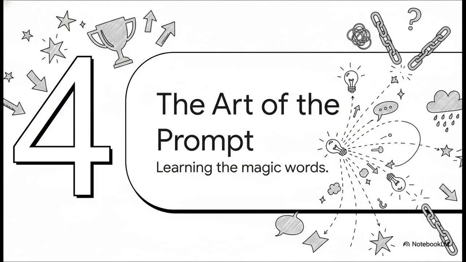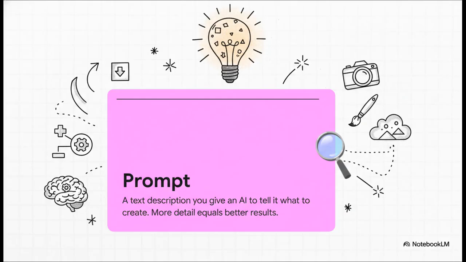So, how do you get all those amazing wins and avoid the frustrating struggles? It all comes down to one thing: the art of the prompt. This is the single most important skill you can learn. It's all about figuring out the magic words to tell the AI exactly what's in your head. So what even is a prompt? It's just your instructions. And here's the golden rule, the one thing to remember. The more detail and the more specific you are, the closer the AI will get to what you want. Vague prompts get you vague, weird results.